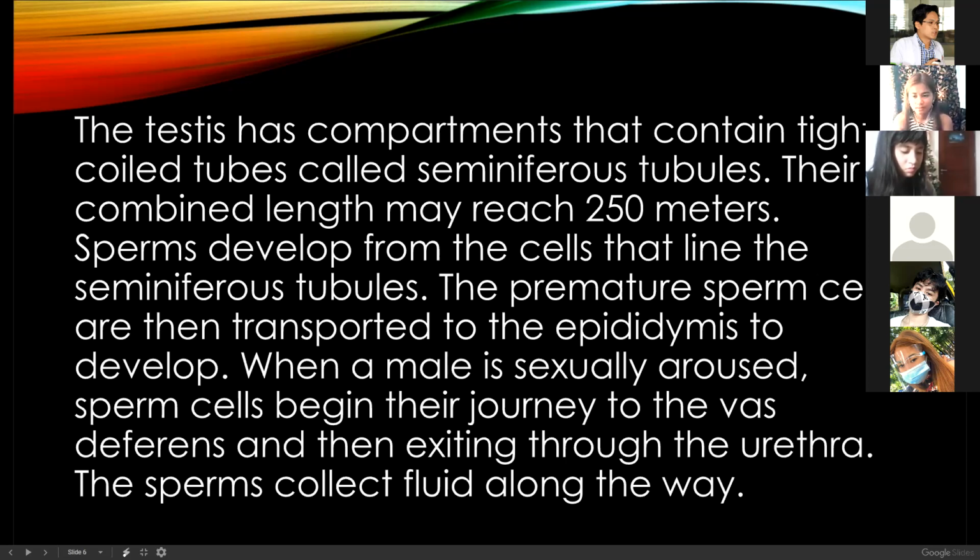So this is one of the ways to control birth or to control the population. They tie up the vas deferens in order for the sperm cells not to exit.